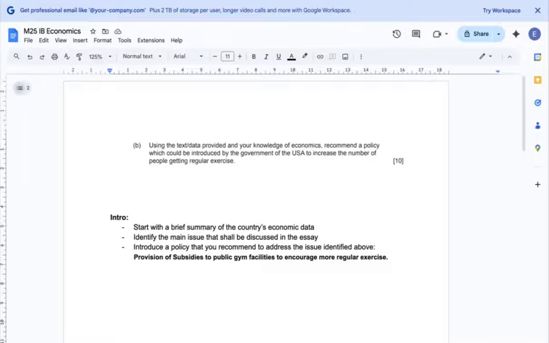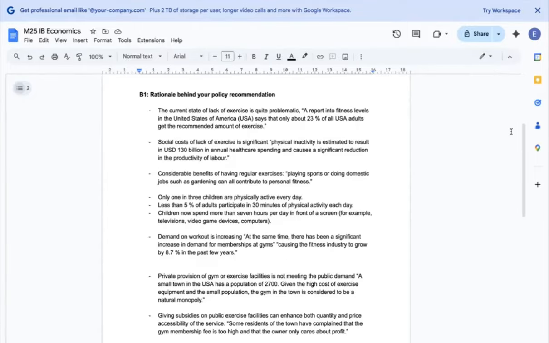For this case, I would recommend the provision of subsidies to public gym facilities to encourage more regular exercise amongst the US public. Content. You can fill out your body with content talking about your logic behind recommending the policy. Again, I brought all my evidence from the given contents and data. Lack of exercise is quite problematic. Also, the social cost of lack of exercise is pretty significant in the US community. And also, there are considerable benefits of having regular exercise.